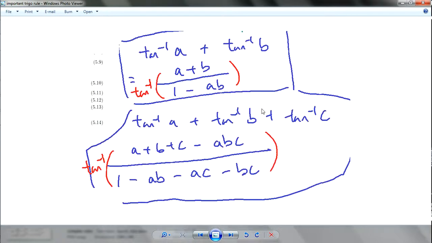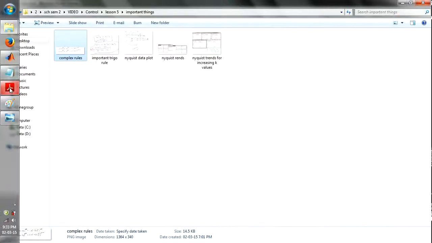Then for trigonometry, you need to know these two equations. For tangent inverse a plus tangent inverse b, you have a plus b divided by 1 minus ab. Comparatively, for a, b, c, it is a plus b plus c minus abc, divided by 1 minus ab minus ac minus bc. It's like the probability rule. So this is how it works.